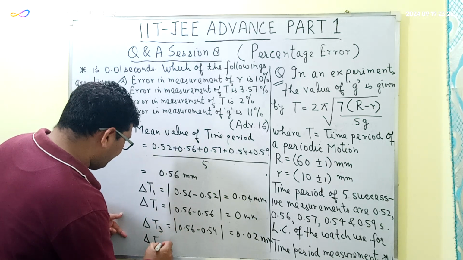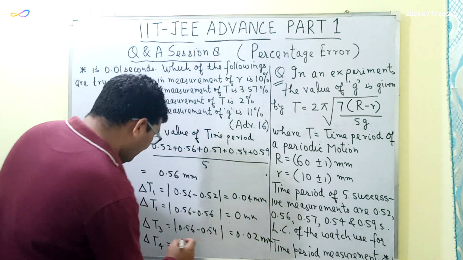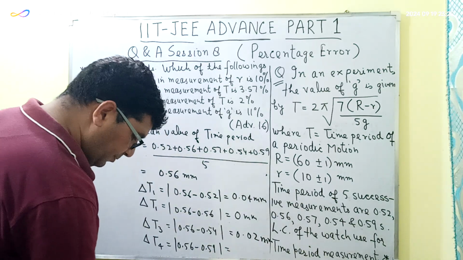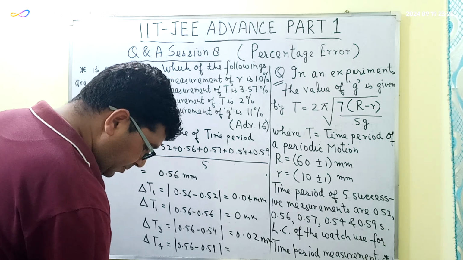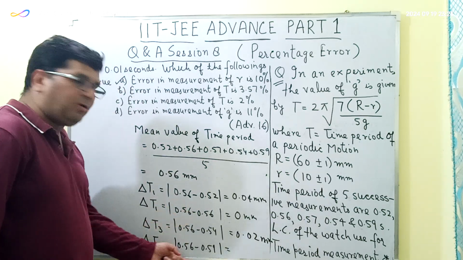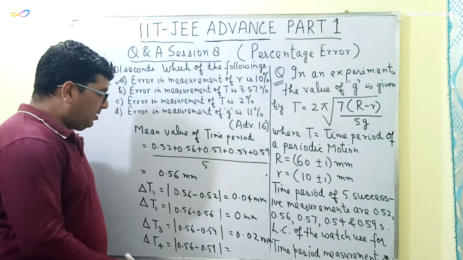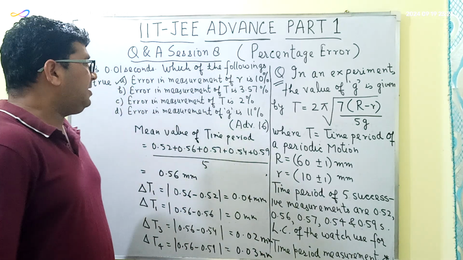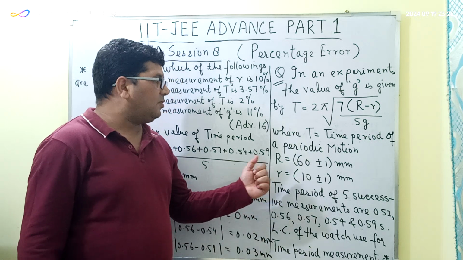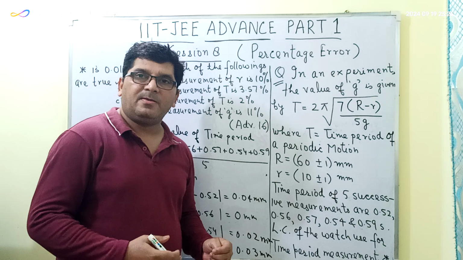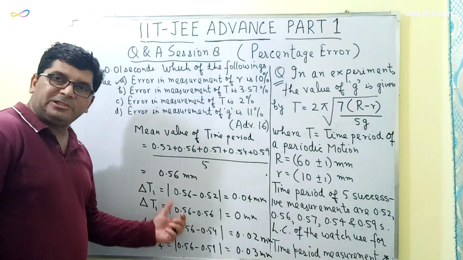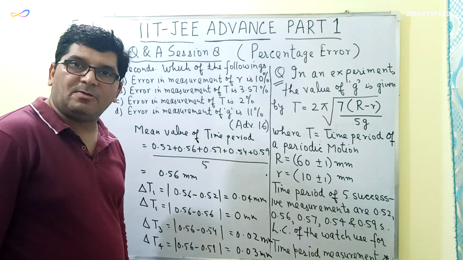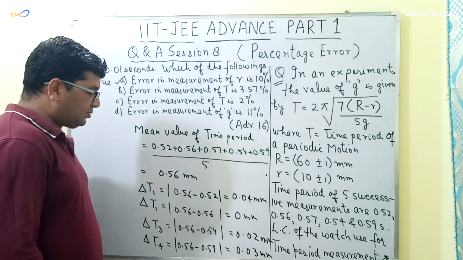And the absolute error in the measurement of the fourth time period will be equal to 0.56 minus 0.59. All these errors are to be taken as positive. While calculating the error in any measurement, we have to add all the errors due to the different measurements, so all the absolute errors have to be taken as positive. In this case, the value was negative. However, since the error has to be taken as positive, this will be equal to 0.03 mm.